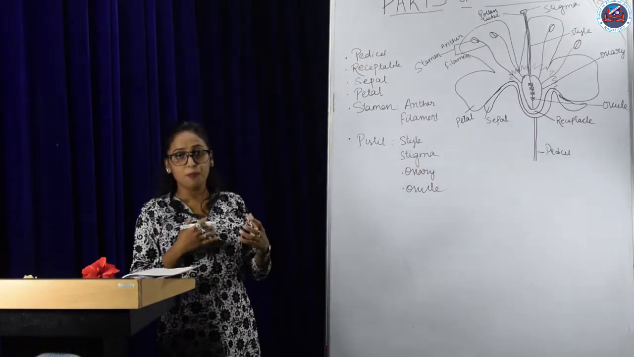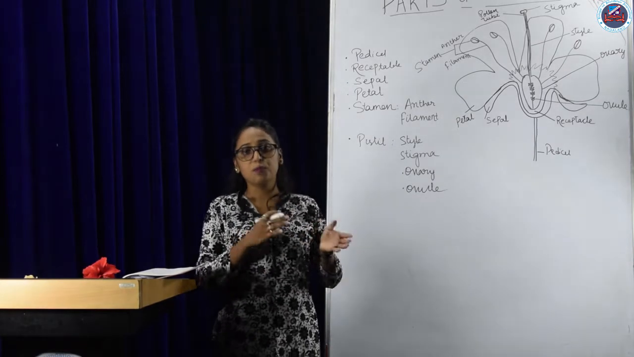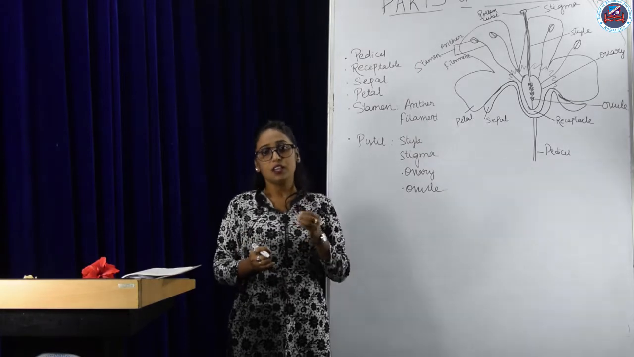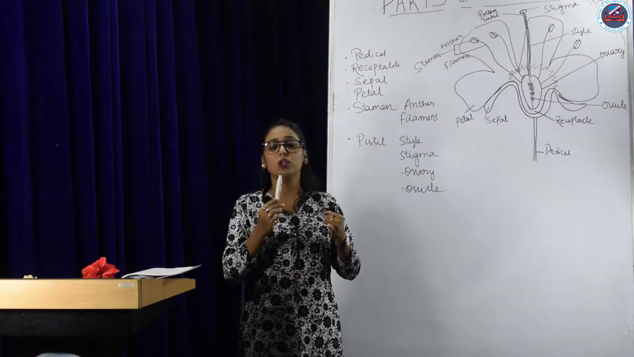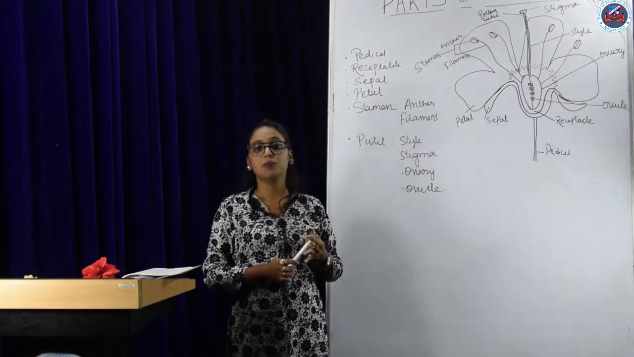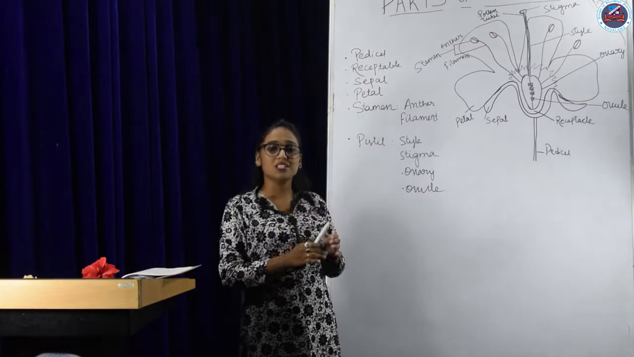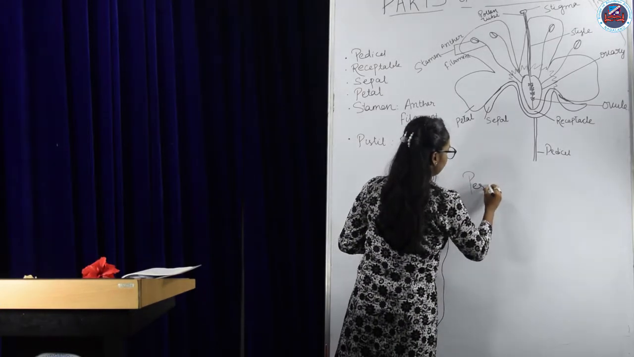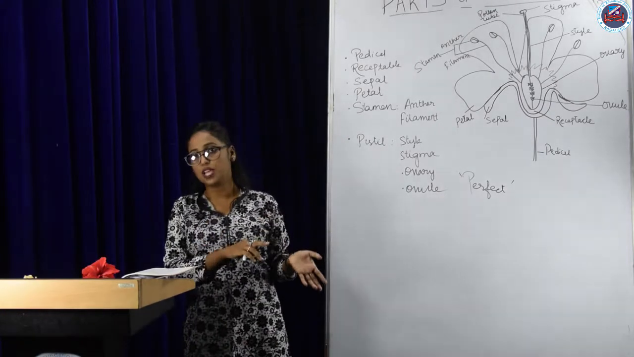Here you will find that in some flowers both the male and the female parts are present, and in some flowers one of them is missing. That means in some flowers only the male part is present, whereas in others only the female part is present. The flower which comprises both parts is known as a perfect flower, as it contains both the male and the female part.